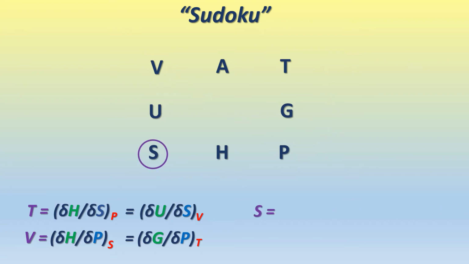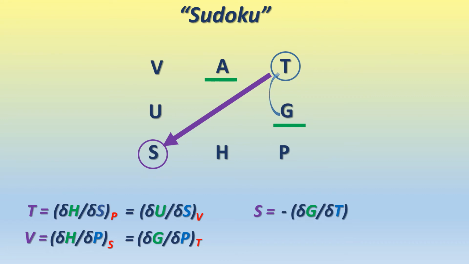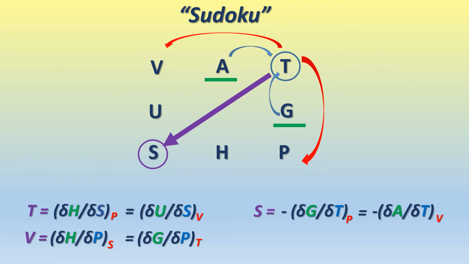If I wish to find entropy, entropy is diagonally across from temperature. Temperature is a natural variable of the Helmholtz energy and the Gibbs free energy. So the partial of G with respect to T at a constant P, this time I'm going down, so it's going to be negative, is going to be equal to the partial of A with respect to T at a constant V. Both of those would be equal to negative entropy, or entropy would be equal to negative of those differentials.